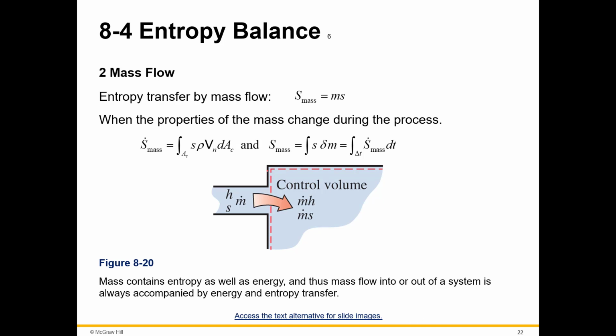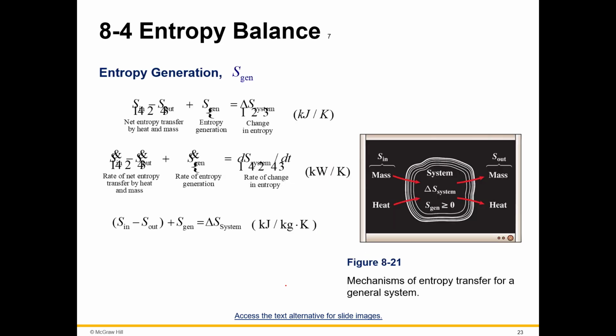Now the mass flow rate, entropy transfer by mass flow. So you see entropy transfer by mass is equal to m times s, and you have these formulas. Mass contains entropy as well as energy, and thus mass flow into or out of a system is always accompanied by energy and entropy transfer.